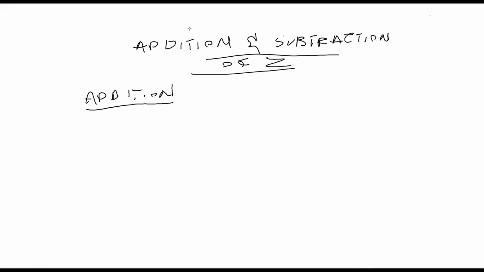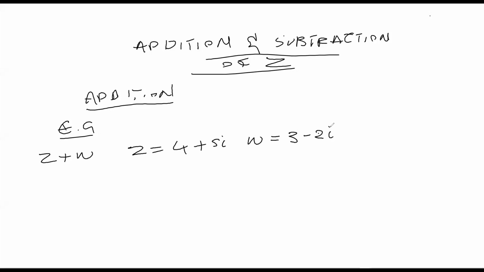Okay, so we're going to have an example here. We are being asked to find the sum of z plus w. Our z is going to be 4 plus 5i, right? Then our w is going to be 3 minus 2i. So we're being asked to find the sum of these two. So we're going to have z plus w is equal to 4 plus 5i plus our w, which is 3 minus 2i.